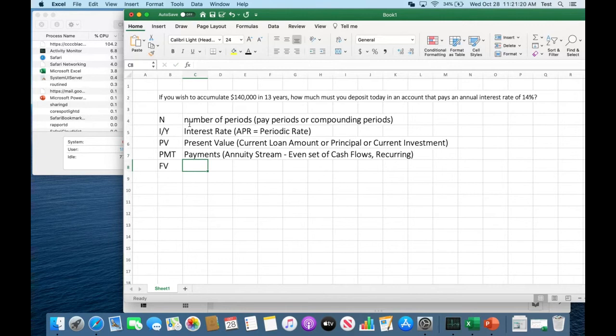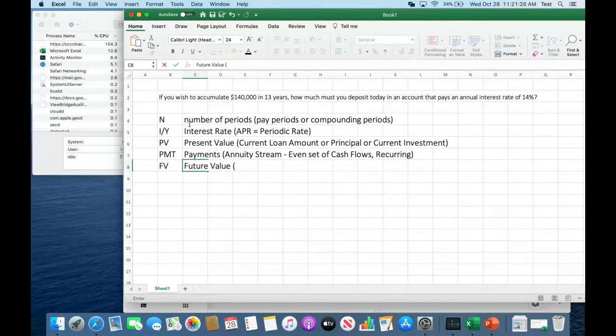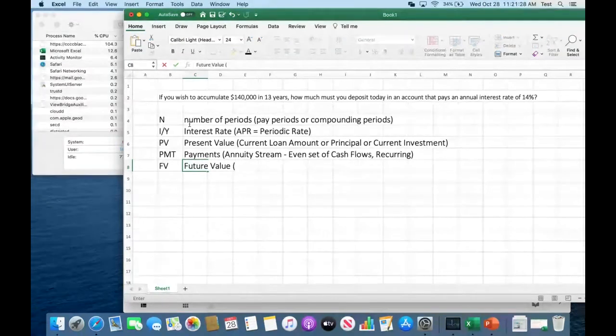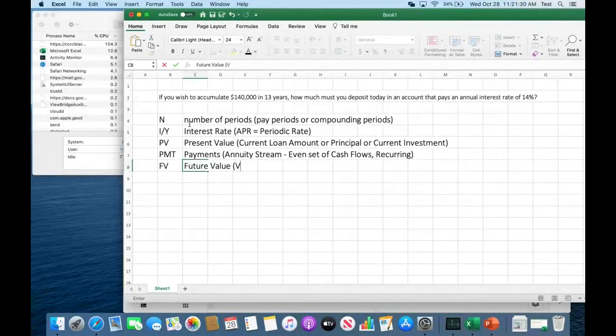And then FV was the future value. So in most cases, we want to know what something's going to be worth at a future point in time. So the value of a loan or investment, at some point in time in the future.